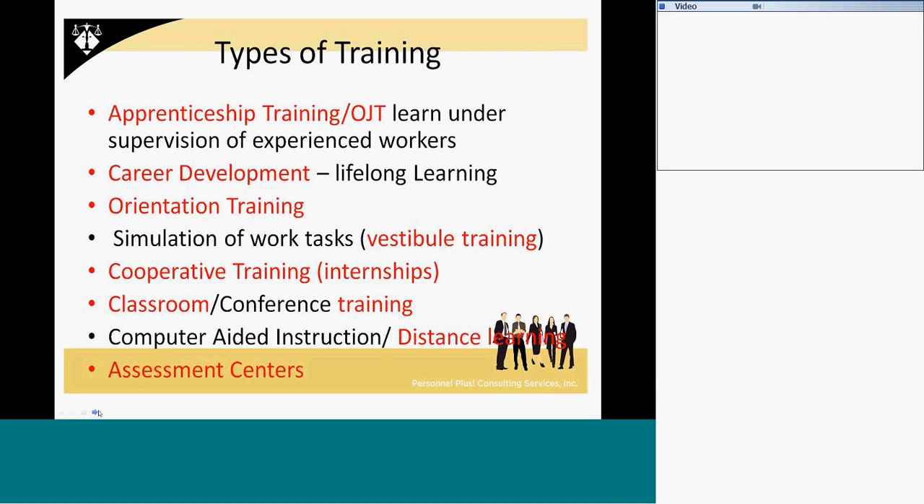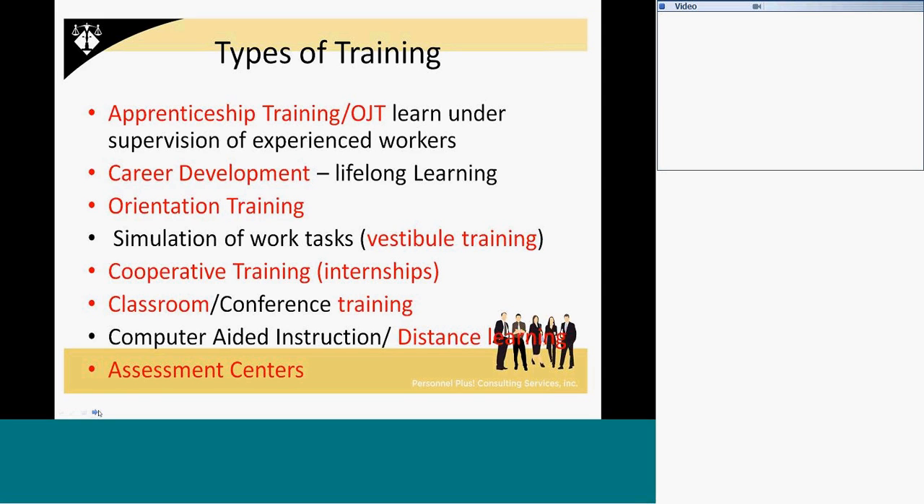Various kinds of training exist. They're always on the test. The first is apprenticeship training or on-the-job training, OJT. It's defined as training where the person learning works under the direct supervision of experienced workers. Apprenticeship training typically involves working at a somewhat lower level, but under tremendously increased supervision compared to what might be true of a journey-level worker.